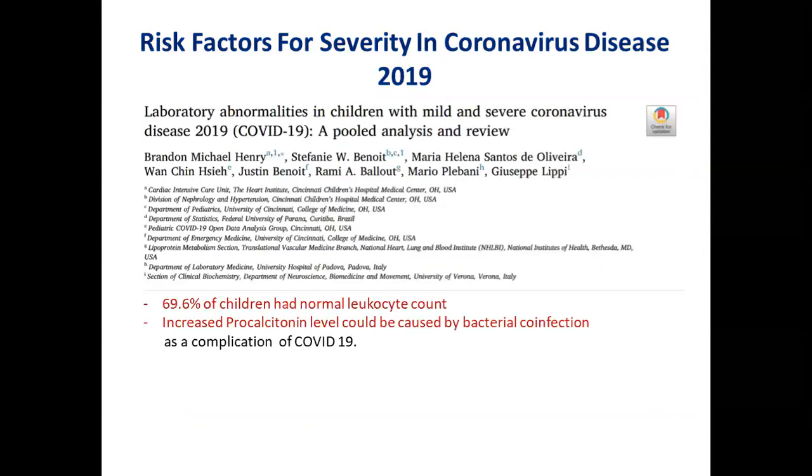This is a study done by Henry et al. They collected, I think, 23 studies with 625 pediatric patients. And in this study, they noted that 69.6% of the children had a normal leukocyte count. And the investigators commented that the absence of lymphopenia in children may be explained by having a milder disease. Another assumption is that the increase in procalcitonin level could be caused by a bacterial co-infection as a complication of COVID-19.